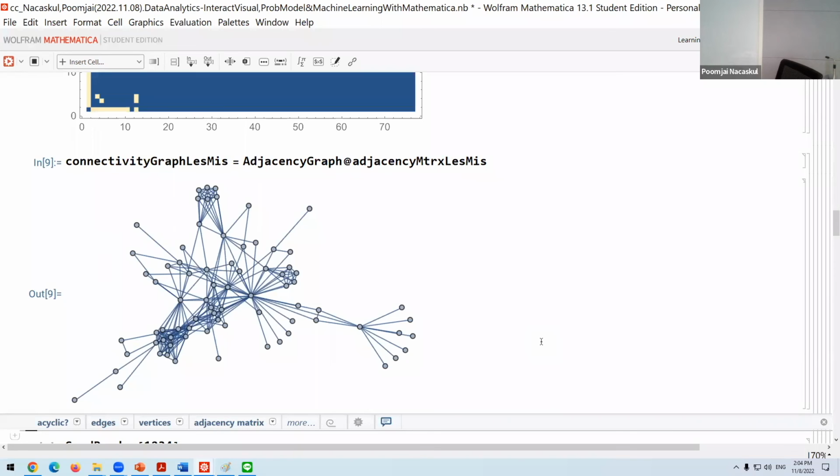By the way, in mathematics, it's very easy, it's symmetric. If you start with a matrix and apply the command adjacency graph, it converts the matrix into a graph. If you start with a graph and apply the command adjacency matrix, it turns the graph into a matrix.